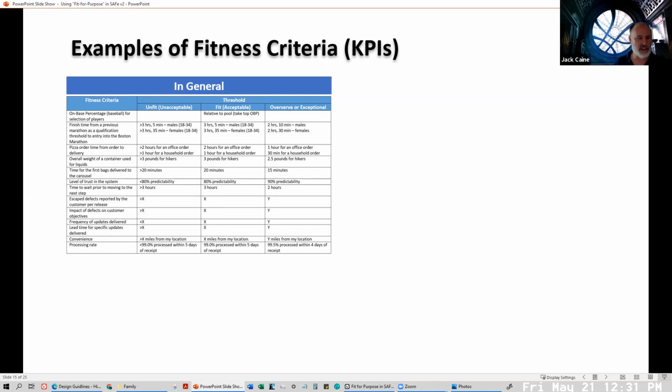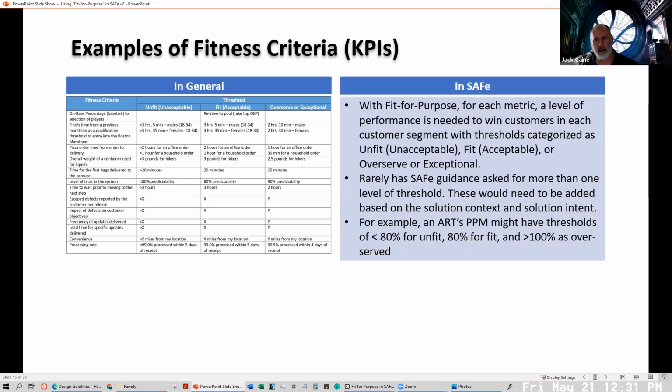There are all kinds of examples of fitness criteria that can be considered in your environment. So with fit for purpose, for each metric, a level of performance is needed to win customers in each customer segment with thresholds categorized as unfit, fit, or overserving or exceptional. Rarely has SAFe guidance asked for more than one level of threshold. These would need to be added based on the solution context and the solution intent.